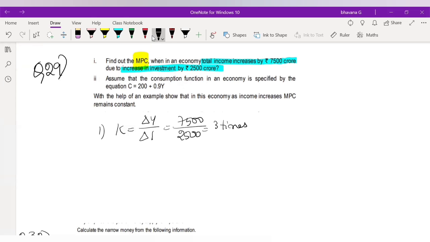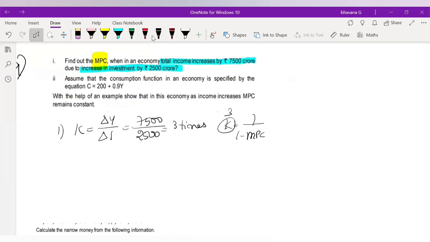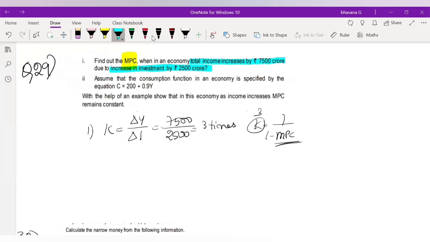So to find out MPC, you will do K equal to 1 divided by 1 minus MPC. Here instead of K, you have to substitute 3. So if you do this, you will get your answer for what MPC is. Okay, that you can solve by yourself.